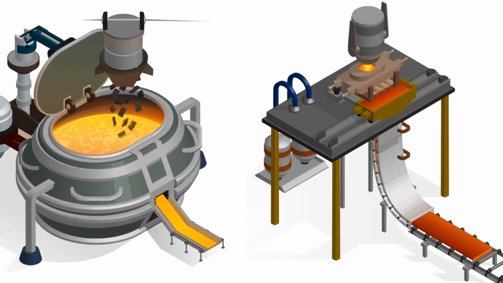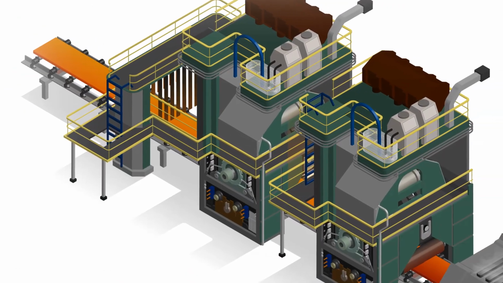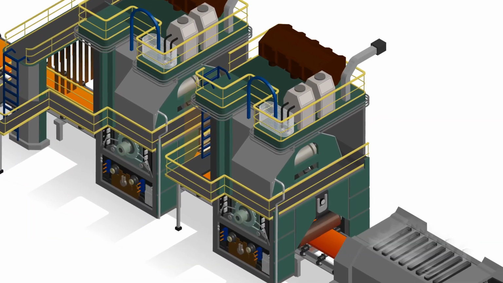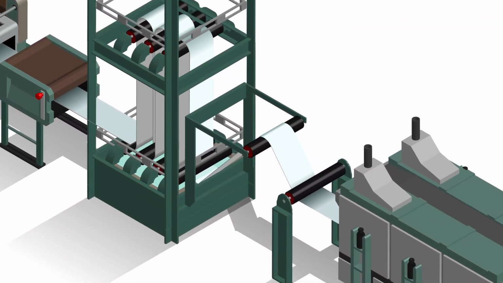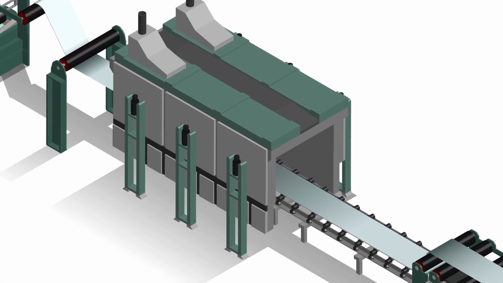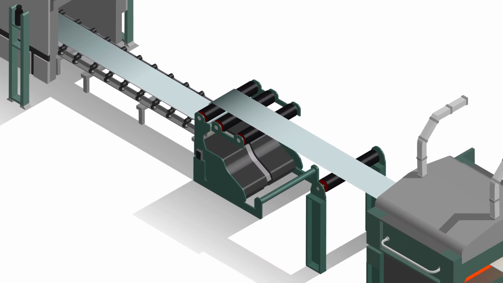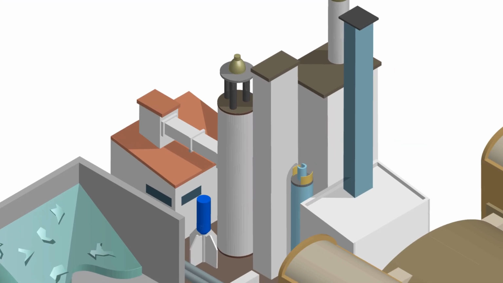For more complex cases, production lines. Isometric illustration helps explain manufacturing processes step by step. From raw materials to final products, everything can be clearly visualized.